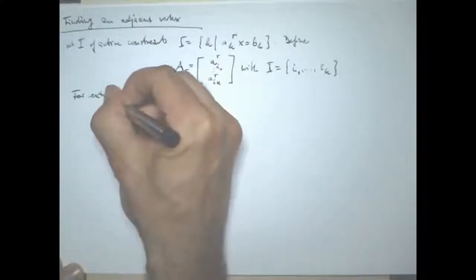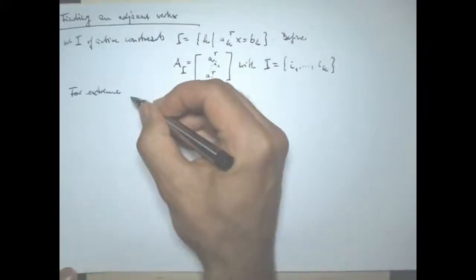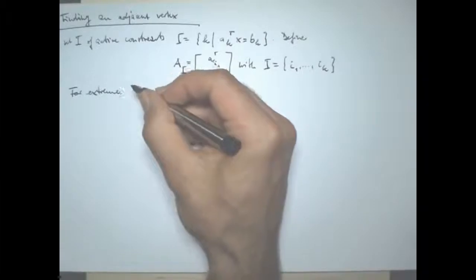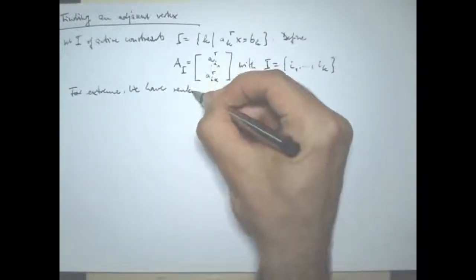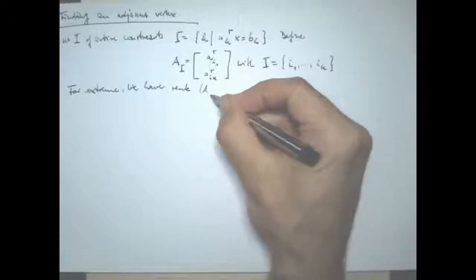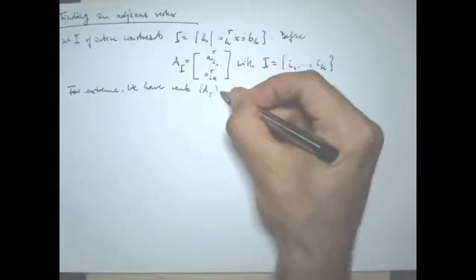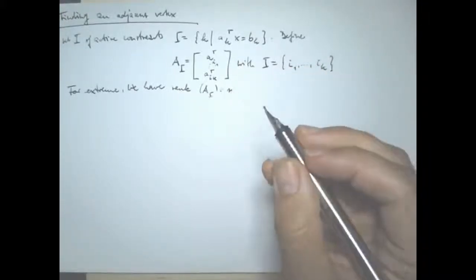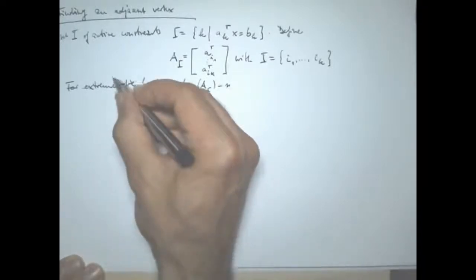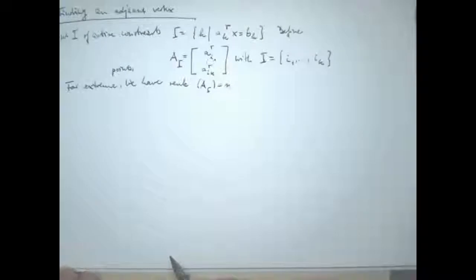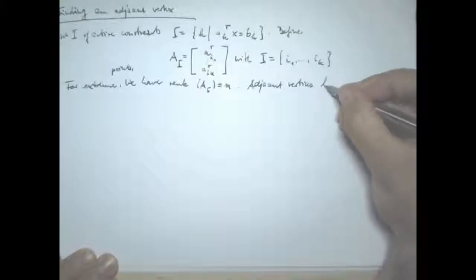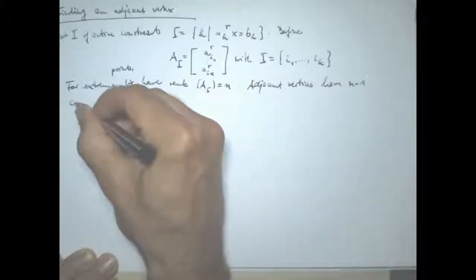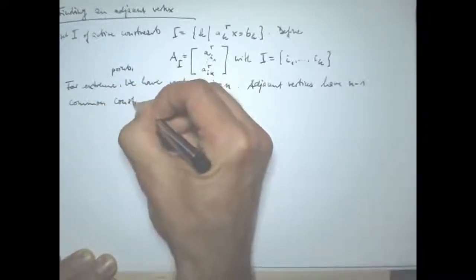Now for an extreme point, if we are in n-dimensional space, if we want to specify a single point in n-dimensional space, we need n equations. And we assume that our system is non-degenerate and so on. So I can say that the rank of A_I should be n. So this is for all extreme points. And if we now look at two adjacent vertices, they have all but one constraint in common. That's the definition of being adjacent.